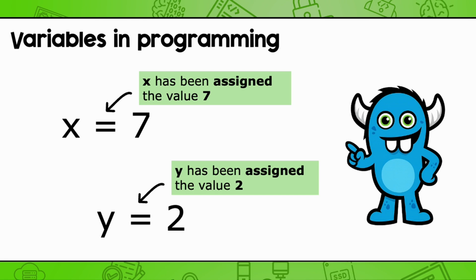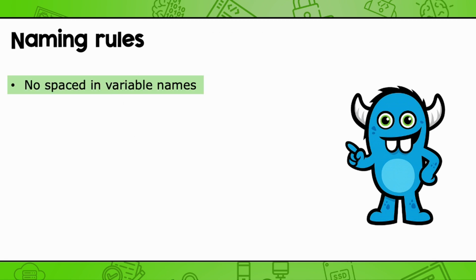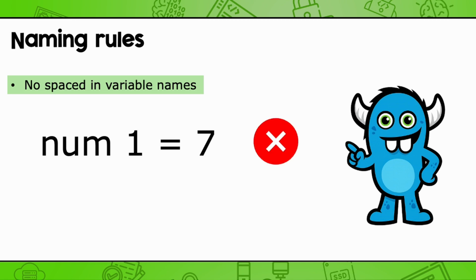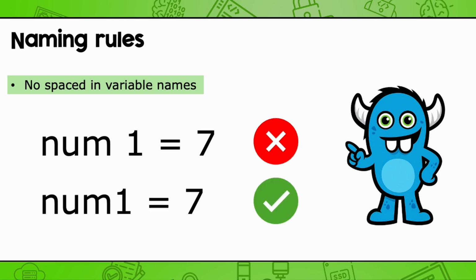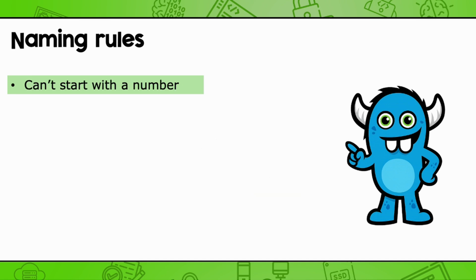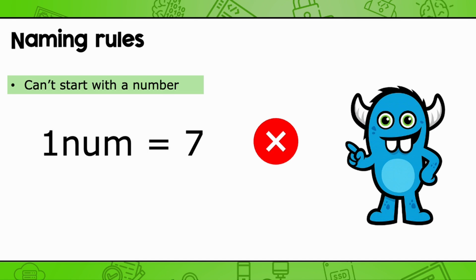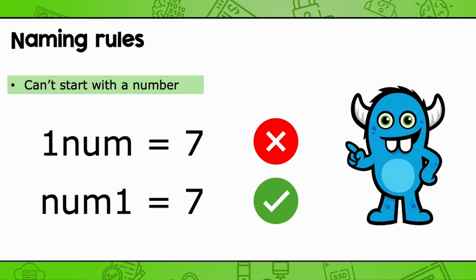Now, when it comes to naming your variables, there are some rules. For example, you can't have spaces in variables. So if we were to use the variable name num space 1 and assign it the value 7, that is not going to work. We can't have spaces inside, so that will break the system. However, if we do num1 with no space, then we could assign it the value 7. That's perfectly acceptable. Another rule, we can't start with a number, so we couldn't switch that 1 to the front. So variables can't start with numbers, but again, the number could come at the end as long as there's no space.